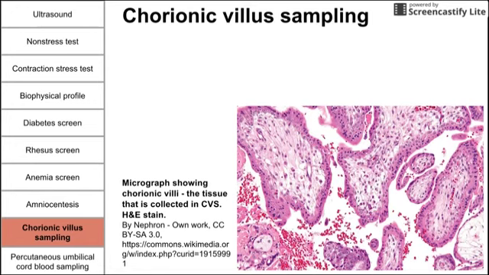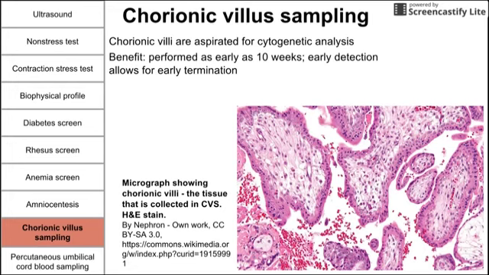Another test to perform during pregnancy is chorionic villus sampling. In this test, the chorionic villi are aspirated for cytogenetic analysis. Shown here is a micrograph showing the chorionic villi, and this is the tissue that's collected in chorionic villus sampling. The benefit here is that it can be performed as early as 10 weeks, and this allows for early detection, which of course allows for early termination, if the parents so choose.